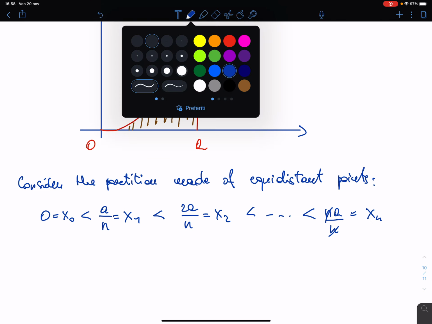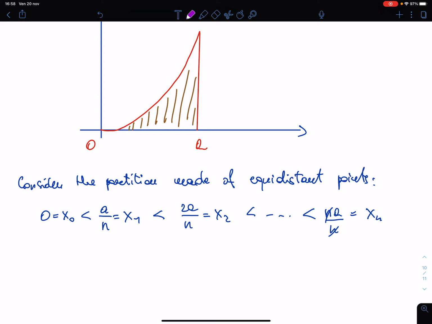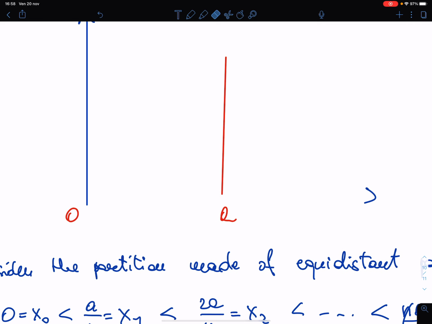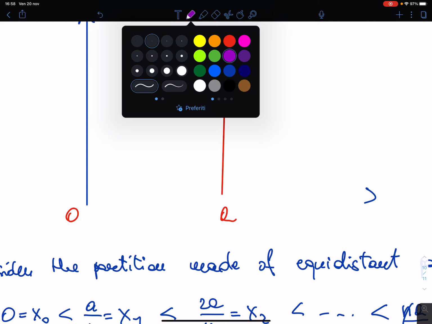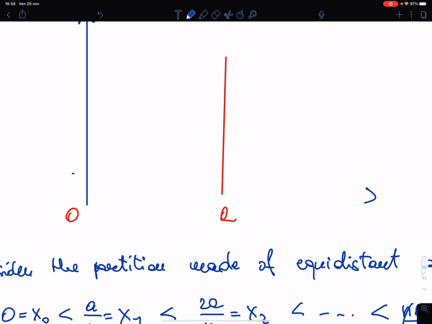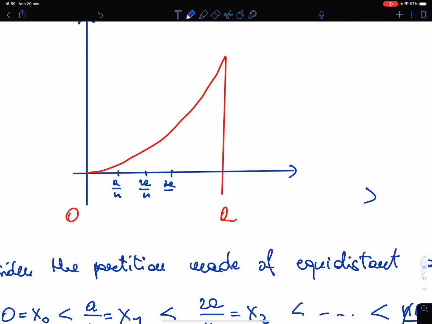This means that we are partitioning this interval in an equal way. So here we have, for instance, a divided by n, here 2a divided by n, 3a divided by n, and so on and so on. Okay.